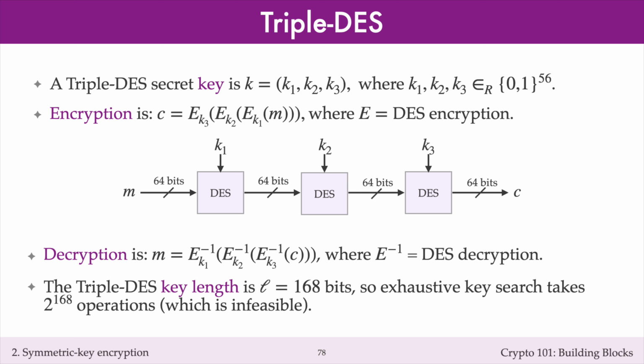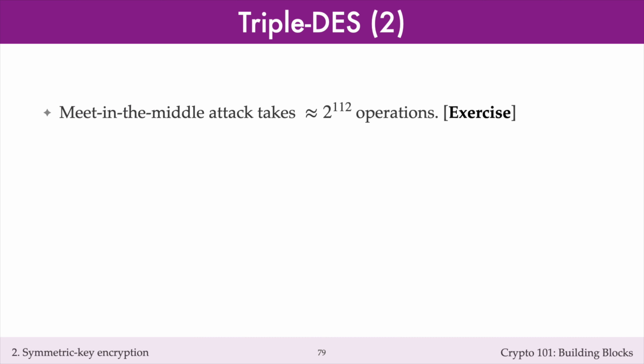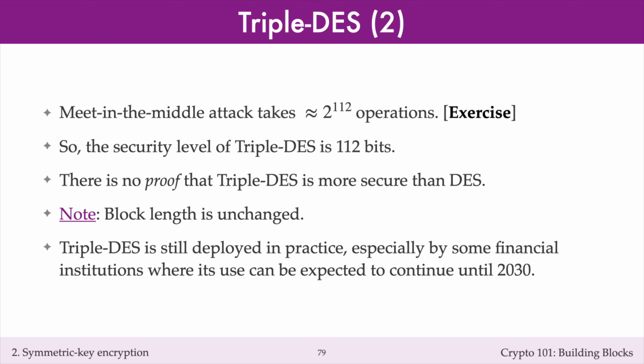The triple DES key length is 168 bits, which renders exhaustive key search infeasible. I'll let you verify as an exercise that a meet-in-the-middle attack on triple DES can find a secret key in 2 to the power 112 steps. This is much faster than exhaustive key search, which takes 2 to the 168 steps. Hence, the effective key length of triple DES against exhaustive key search is said to be 112 bits. While this is still infeasible, there is no proof known that triple DES is indeed more secure than single DES.